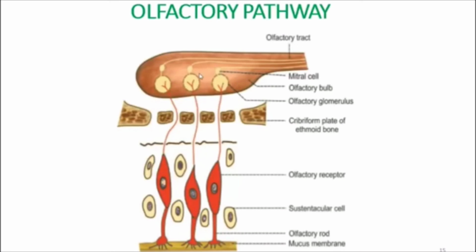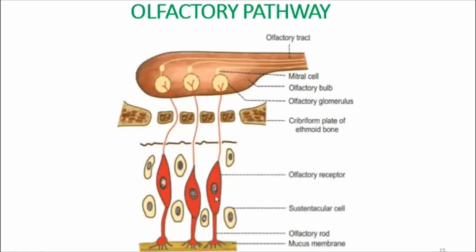So this is the olfactory glomerulus, and what happens next? The mitral cell has axons as well as dendrites. The dendrites of the mitral cell synapse with the axons of the olfactory receptor. What about the axons of the mitral cell? They leave the olfactory bulb and form the olfactory tract. The olfactory tract runs backwards and ends in the olfactory cortex. So that's about olfaction.